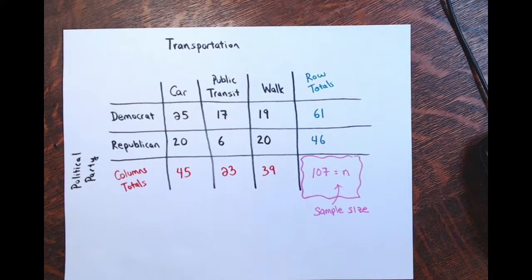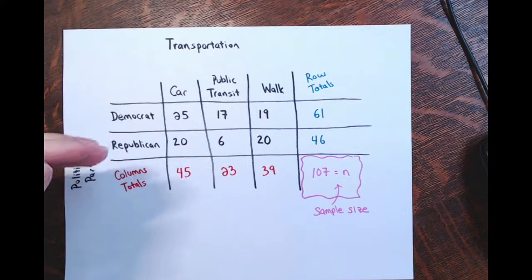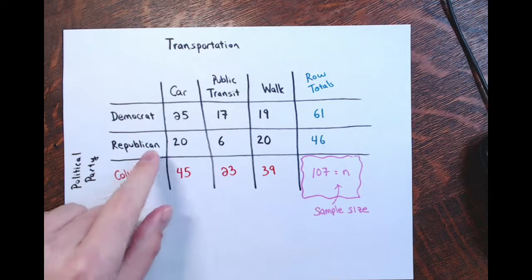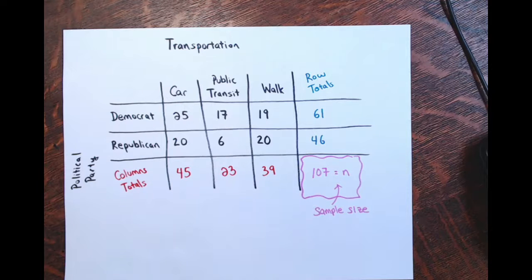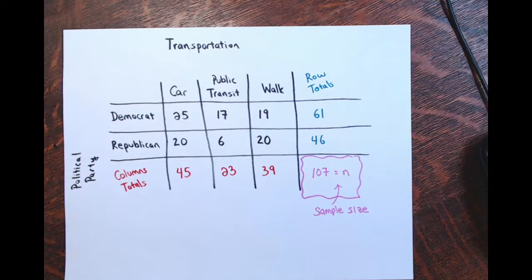Now the question here is, is the transportation distribution for Democrats the same as the transportation distribution for Republicans, not just these people, but all Republicans and all Democrats? This is just a sample, and based on this sample, what can we say about the population of all Democrats and all Republicans? Can we reasonably say that their transportation distributions are the same or not?